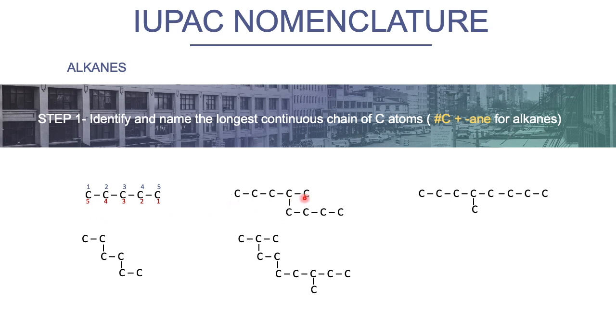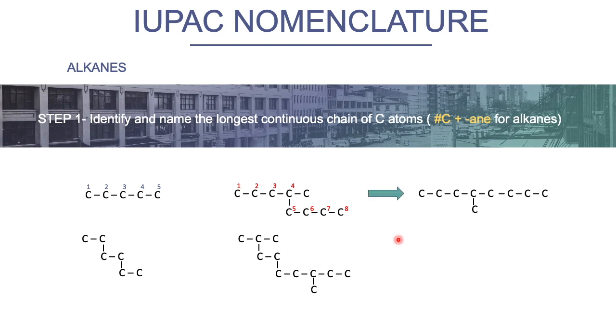Let's look at this one, the second example. So here we have 1, 2, 3, 4, 5. This can be the first chain, or 1, 2, 3, 4 can be the second chain, or more appropriately, we can go 1, 2, 3, 4, 5, 6 as one chain, or 1, 2, 3, 4, 5, 6, 7, 8 as one continuous chain. So regardless of how they are branched, we need to find one continuous long chain, and for this case, it is a chain of 8 carbon atoms.